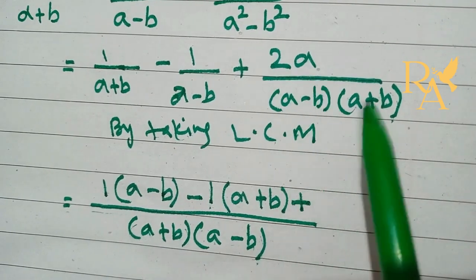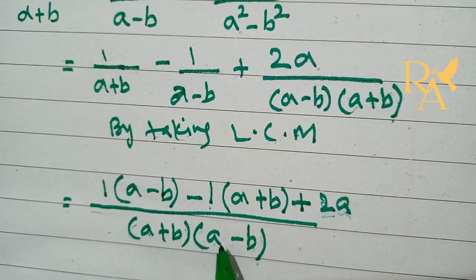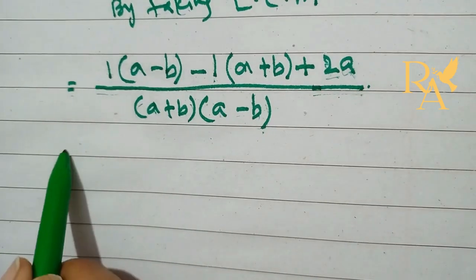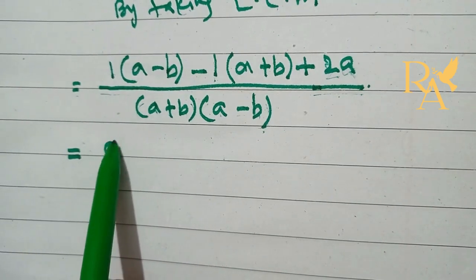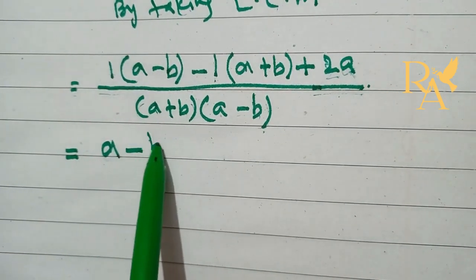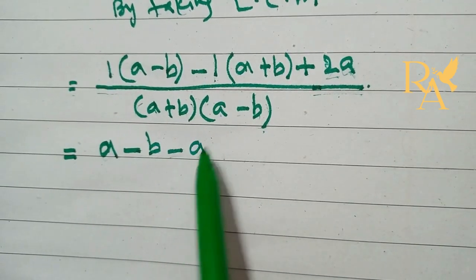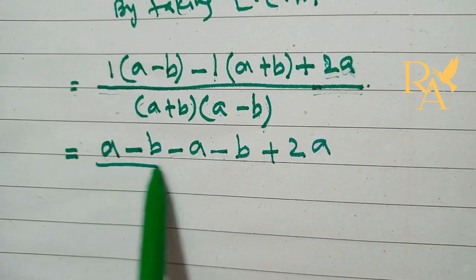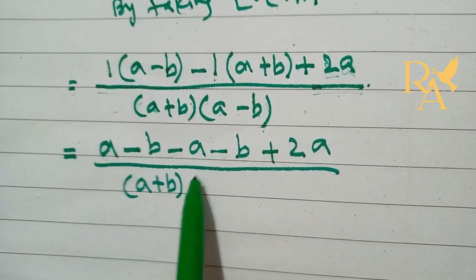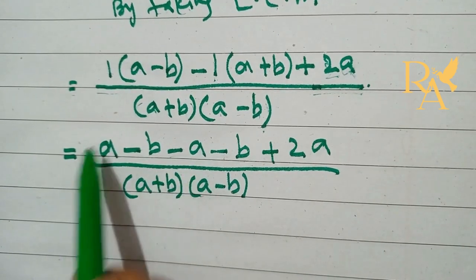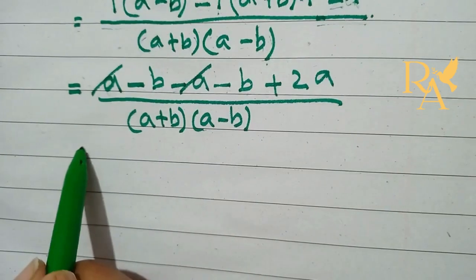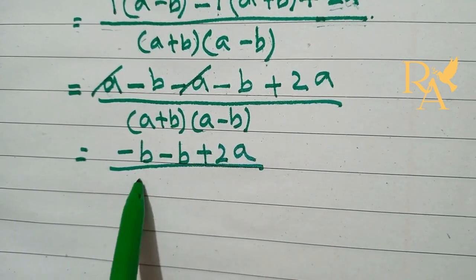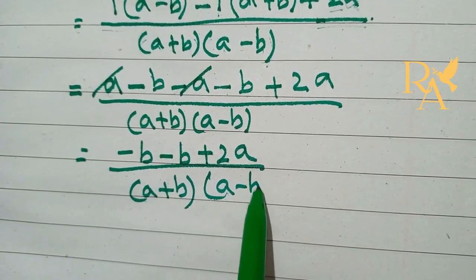Plus 2a, a minus b and a plus b divided with each other, only 2a is remaining. Now a minus b, minus b minus a, minus minus b plus 2a divided by a plus b and a minus b. Plus a minus a cancel, so we will write minus b plus 2a divided by a plus b and a minus b.